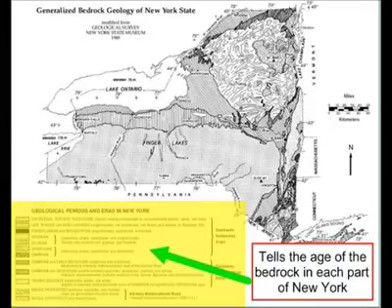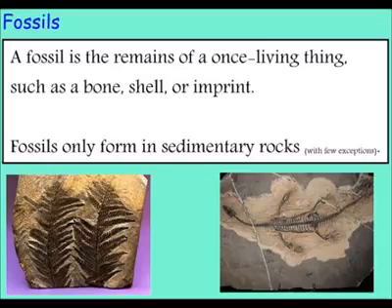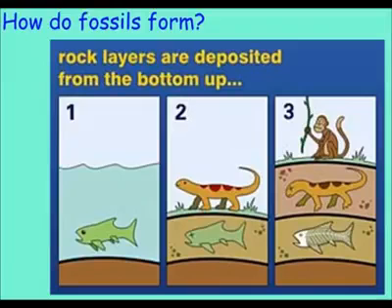A fossil is the remains of a once living thing, such as a bone, shell, or imprint. Fossils only form in sedimentary rocks with a few exceptions, and the exceptions are pretty much volcanic ash. So, how do fossils form? Well, first, rock layers are deposited from the bottom up. We see here that we have a fish in the water. The fish dies and sediment is covered over it. The bones of that fish may be preserved in that sediment, either as an imprint or they're actually changing into rock. Then above that, maybe a dinosaur might have died and its bones are preserved.